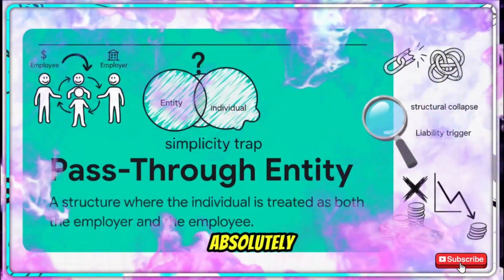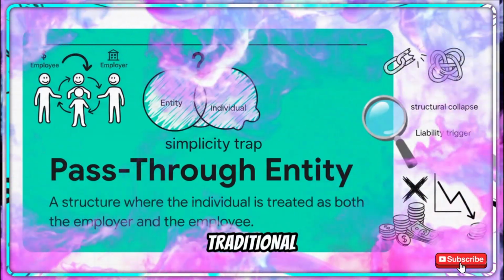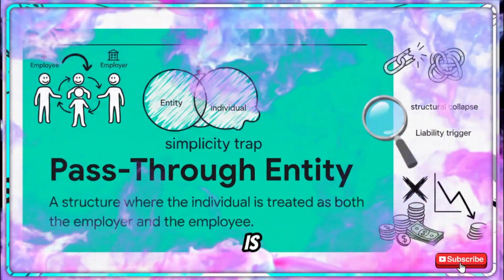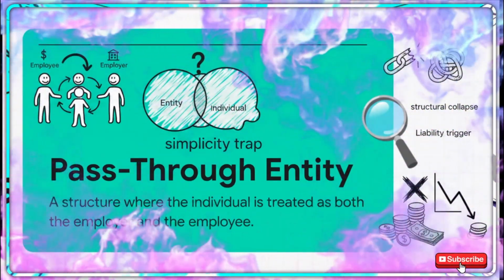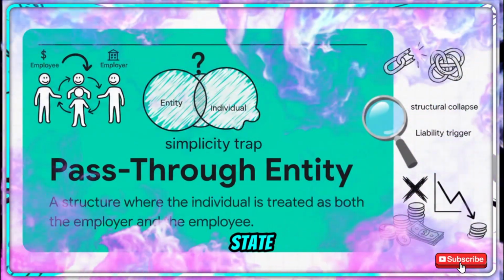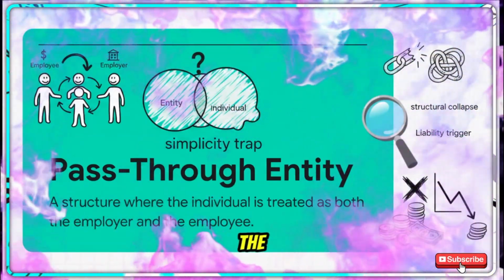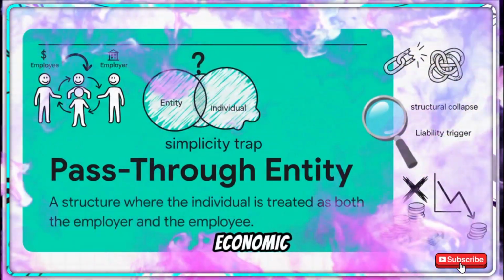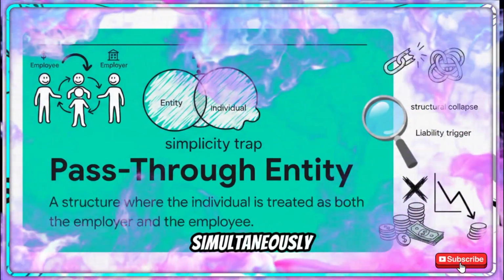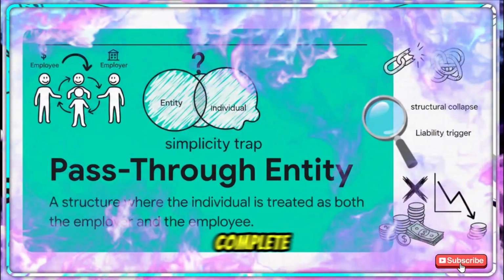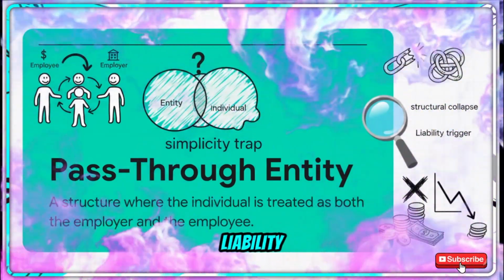So, the absolutely crucial point here is understanding this baseline mechanism. In a traditional corporate employment scenario, the tax burden is legally shared between two distinct entities, the business itself and the worker. But when you operate in this default state, the tax code essentially initiates a structural collapse. The entity and the individual are treated as the exact same economic unit. You are the employee earning the money, and you are simultaneously the employer paying the money. This complete collapse of distinct roles is the precise legal trigger for the specific tax liability we are about to analyze.